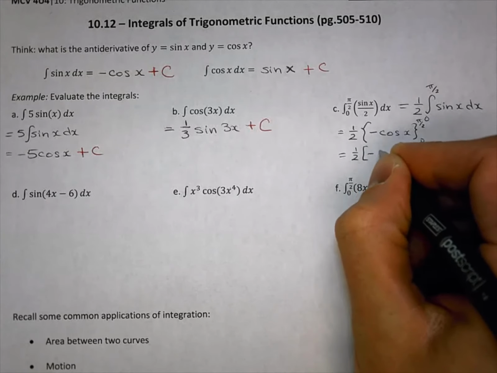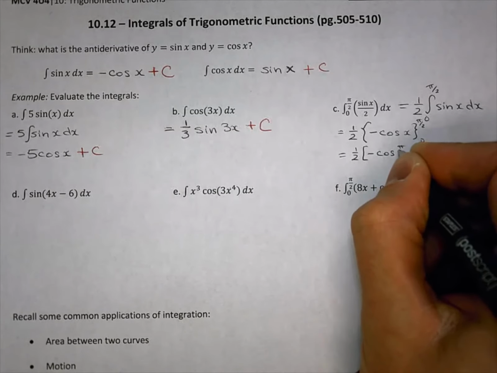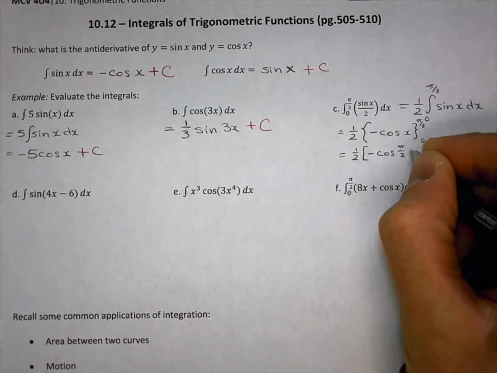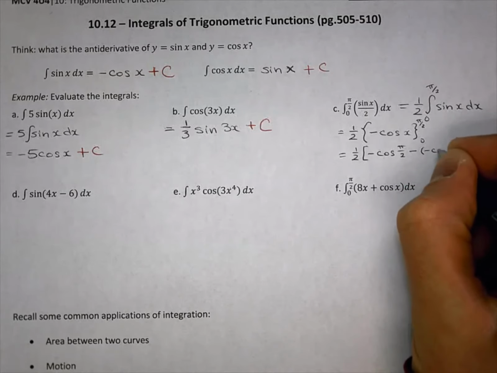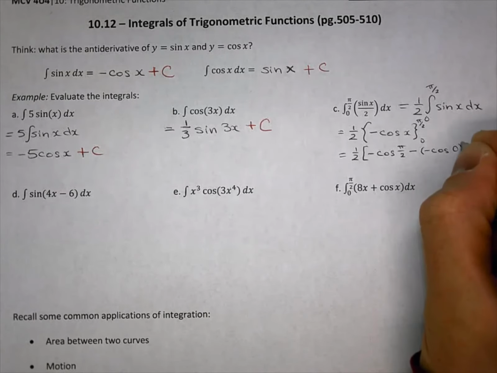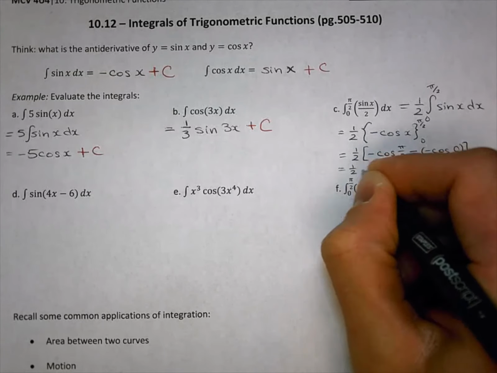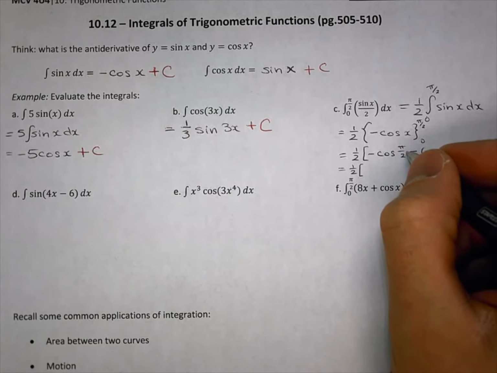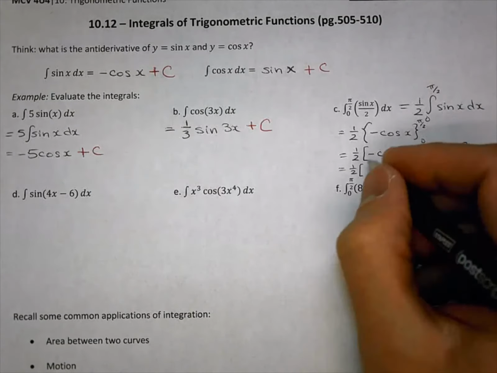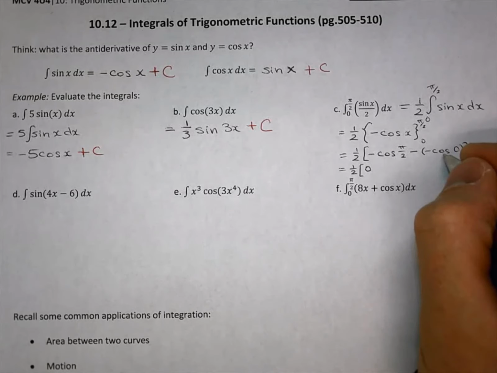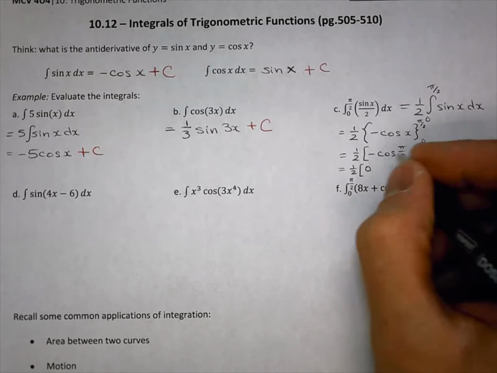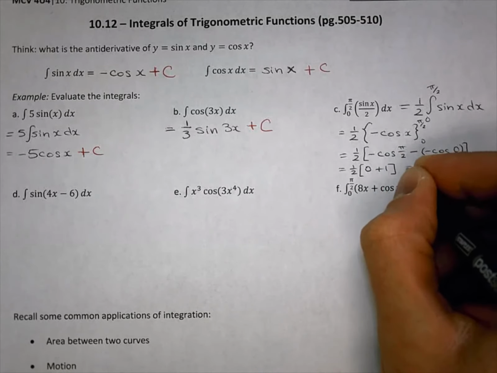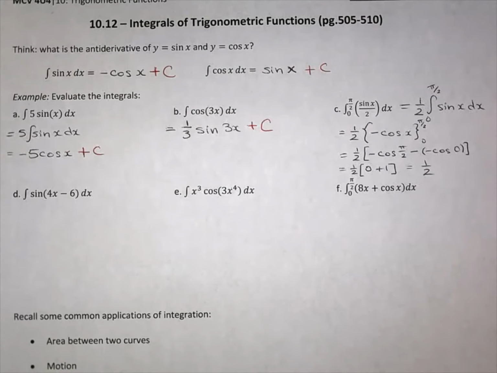So I have negative cos pi by 2 minus negative cos 0. That gives me half. Cos of pi by 2, that is cos of 90 degrees, which is 0. So that's going to be 0. Cos of 0, on the other hand, is 1, so this is going to be plus 1. So my answer is just half.